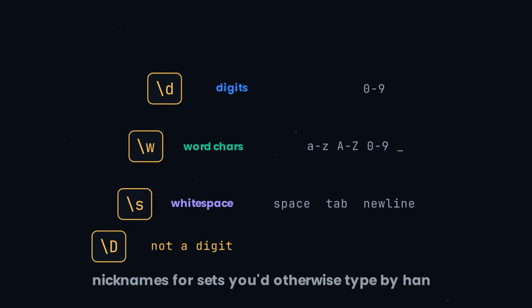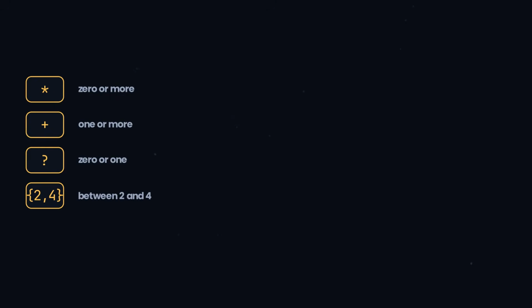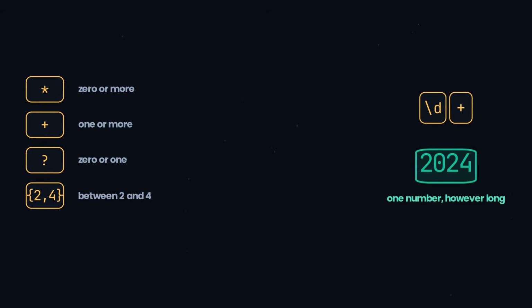Every slot so far still matches just one character, though. How do we handle repetition? Quantifiers control how many times the thing before them is allowed to repeat. A star means 0 or more. A plus means 1 or more. A question mark means 0 or 1. Optional. Curly braces give exact counts, precisely 3, or anywhere between 2 and 4. So, \d+ means 1 or more digits. A whole number, however long it runs. The slot stops describing a single character and starts describing a stretch of them.